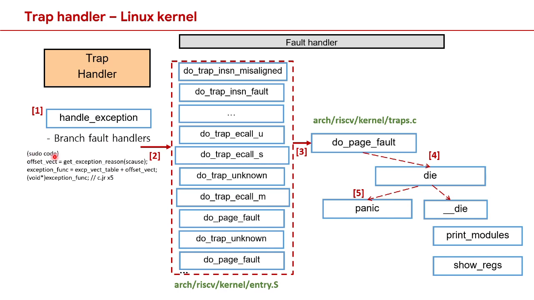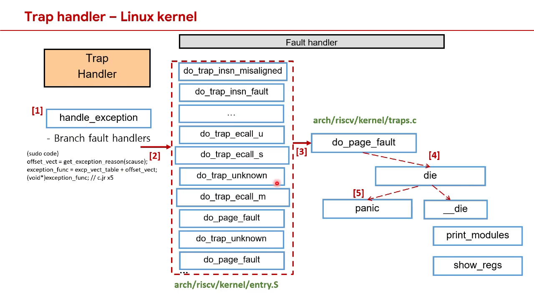As written in pseudocode, based on the exception code value from the supervisor cause register, different function calls can be made. This box indicates the function table that is registered in the RISC-V based Linux kernel. So the function call to these functions can be made inside the handle_exception label.